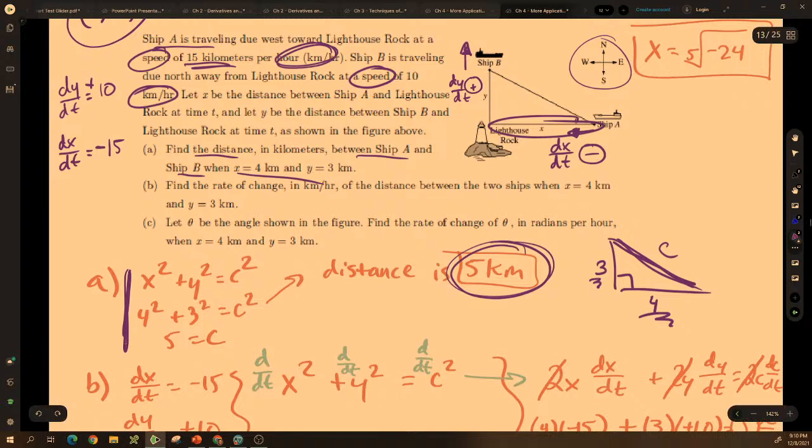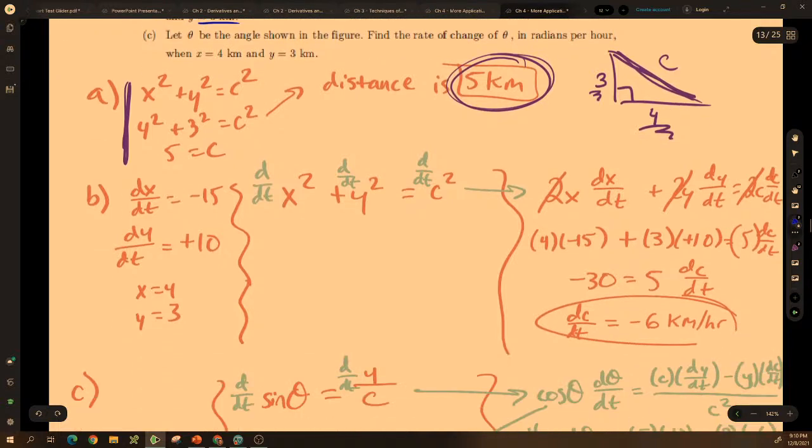And next, find the rate of change. So I want the rate of change of the distance between the two ships. I called this c, so we want dc/dt. That's what we want, when x is 4 and y is 3. So this is a related rate. So I'm going to set up my 3 sections. We're given dx/dt is negative 15, dy/dt is 10, x is 4, y is 3.